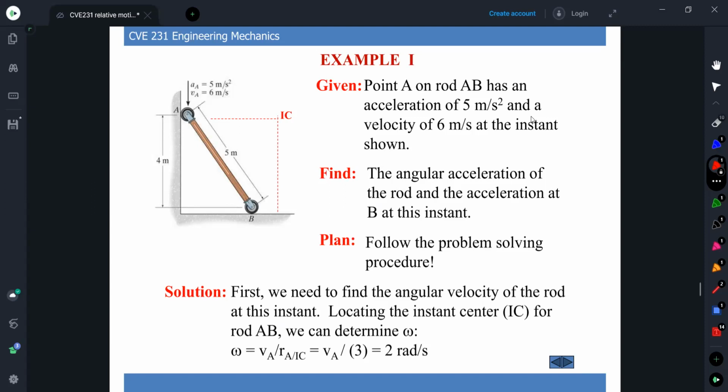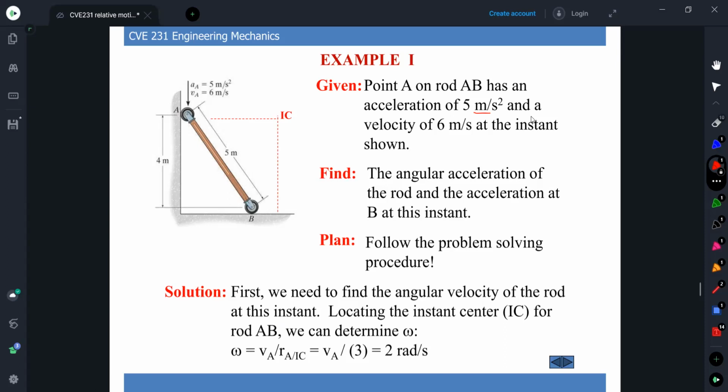Point A on rod AB has an acceleration of 5 meters per second squared and a velocity of 6 meters per second at the instant shown, both directed downward. We would like to find the angular acceleration of the rod and the acceleration at point B at this instant. For this case, we may use the technique of the instantaneous center of zero velocity, IC.